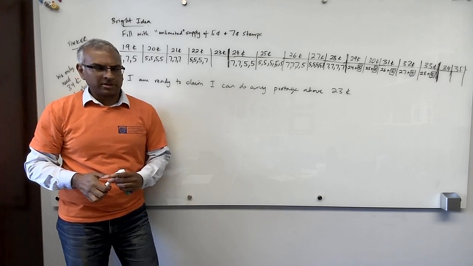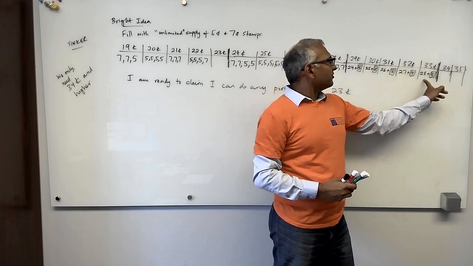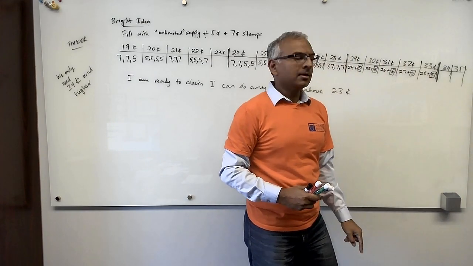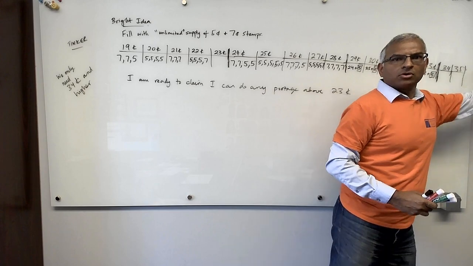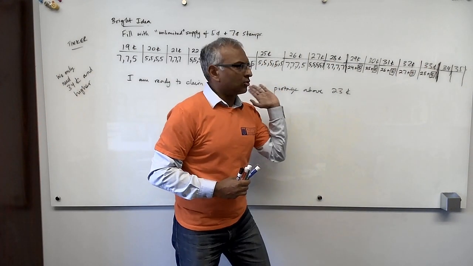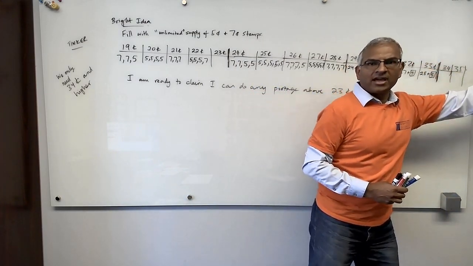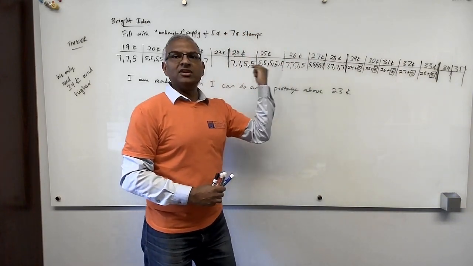I don't need to stop here. Now I can take this group of 5 and add 5 to each of them and do the next group of 5. I can keep going, keep going, keep going. And that's the basic idea. This will never stop. I can go all the way to as high a number as I want by just completing groups of 5, by adding 5 cents to the previous group of 5.